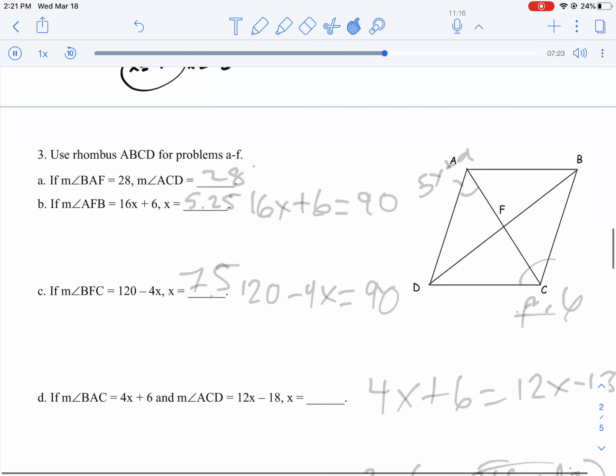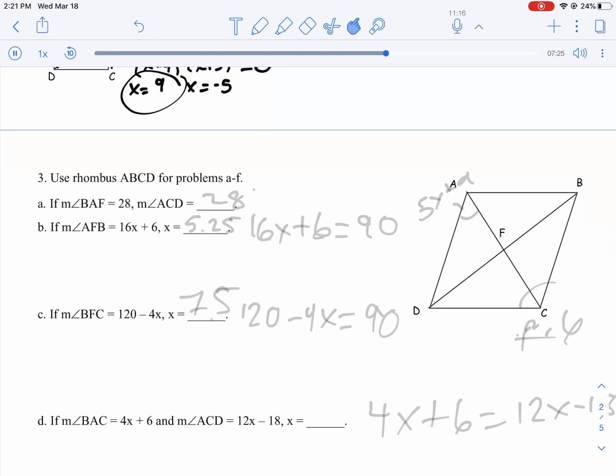Number 3, we're going to be using this rhombus here. If angle BAF, so that means this angle in here, is 28 degrees, then ACD is how much? The same thing, because they're actually alternate interior. If angle AFB, so this one in here, is 16x plus 6, then how much is x?